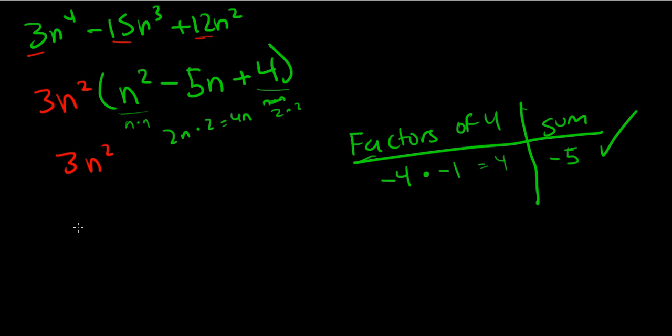So we can go ahead and make parentheses, n. We're going to put n at the front because we see that we just have an n squared with no numbers in front. And make another set of parentheses. Put the n in the front there. And we can put our factors in, negative 4 and negative 1. And that would be our factorization.